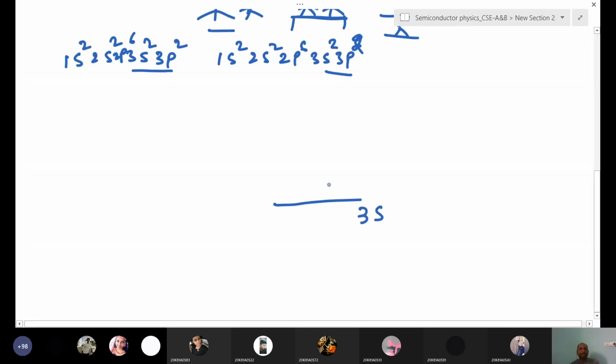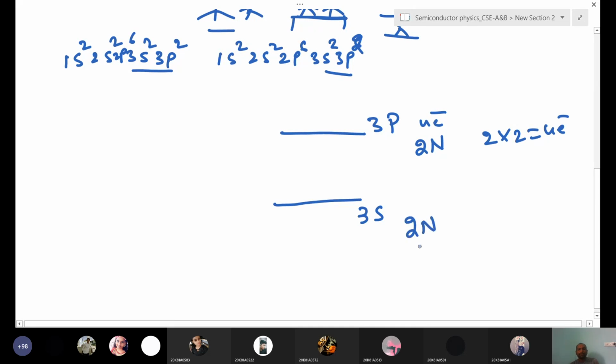How many electrons are available in the 3p orbital now? We brought the 2 atoms close together, so how many electrons are available in 3p? 4 electrons. That means 2N electrons for 2 atoms, total 4 electrons. Here also, how many electrons? 2N, that means 4 electrons. In the s orbital, how many electrons are available? 4, right? Total here 2 and here 2.